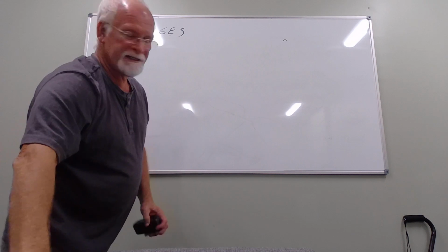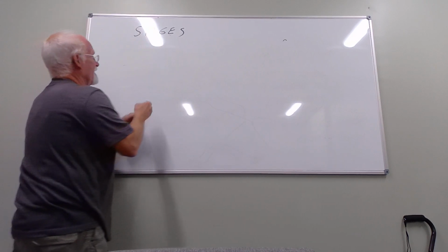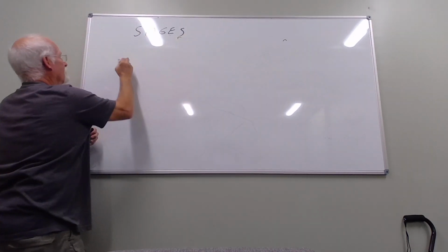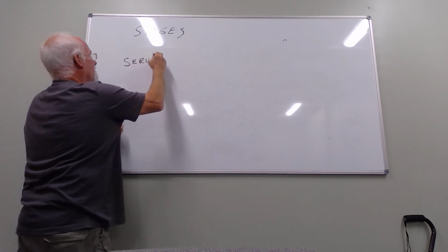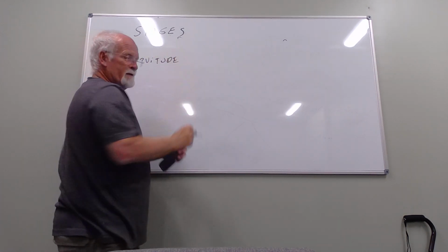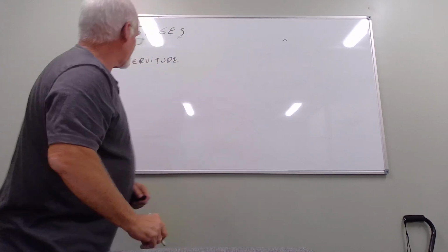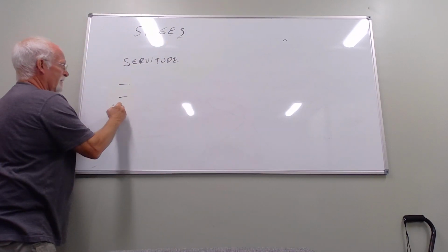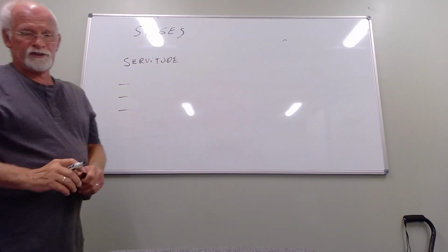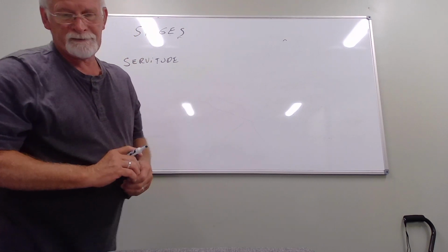Okay, the next stage then is servitude. That's what the S is. Servitude. And this particular stage has 3 men, just like the G, E, and S all have 3.